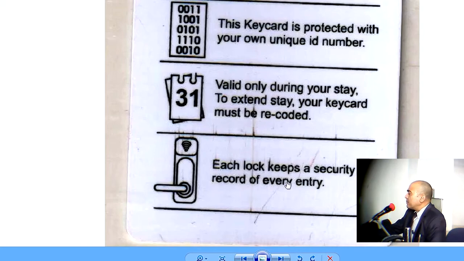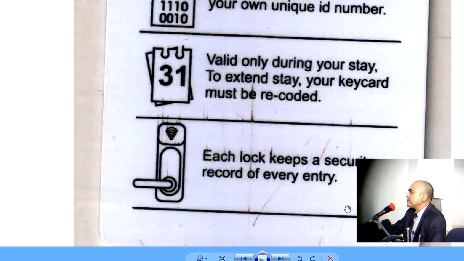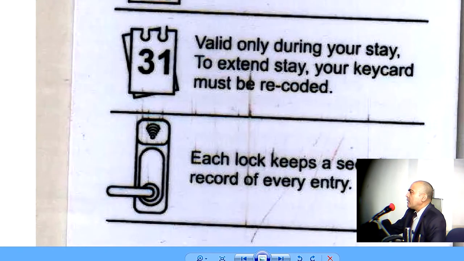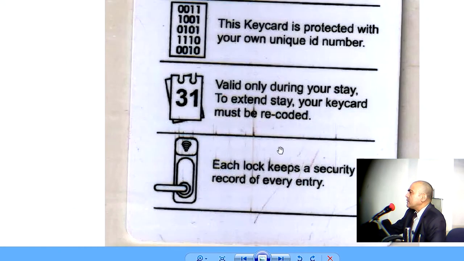And I think the most important security feature of this key, as I can see, is that each lock keeps a security record of every entry. Now, I think there are possibilities that a guest room security is breached, somebody is stolen. But it is also possible that the guest may misreport. Somebody may actually try to pressurize the hotel by making a false claim. I'm not saying that people do it, but it is a possibility.